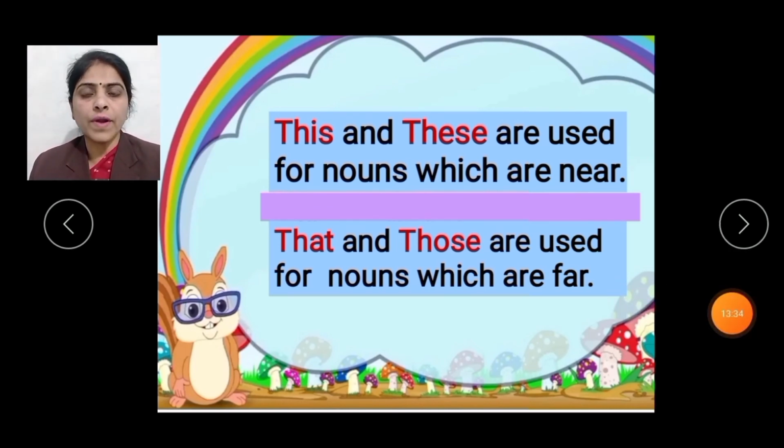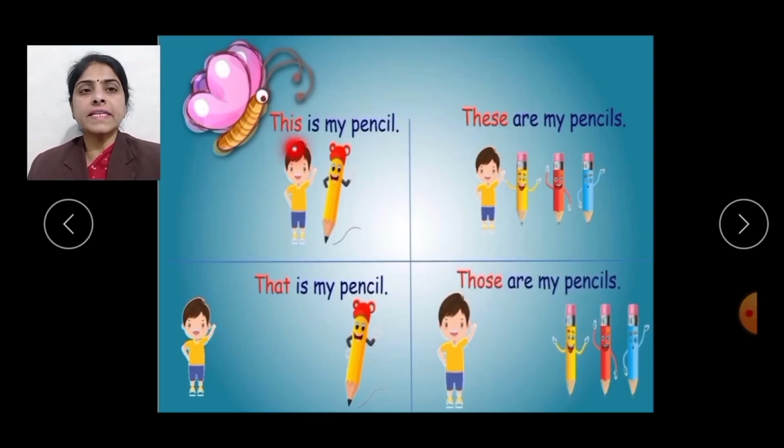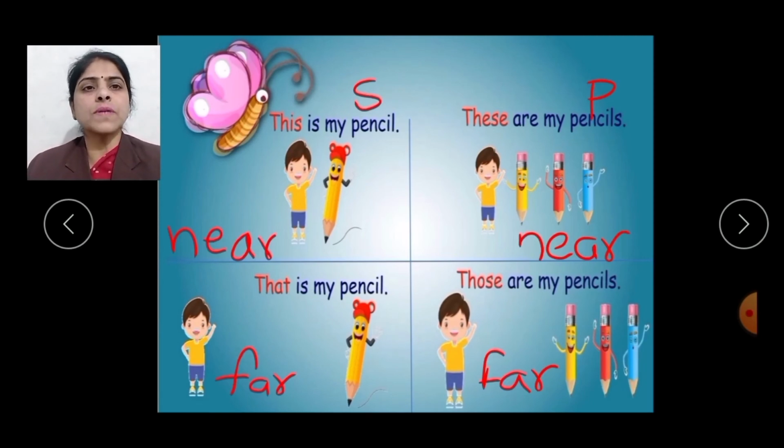Now let's have some more examples of demonstrative pronouns. Here, this is my pencil. That is my pencil. These are my pencils. Those are my pencils. Here you can observe this is used for specific singular object which is near, while that is used for specific singular object that is far.